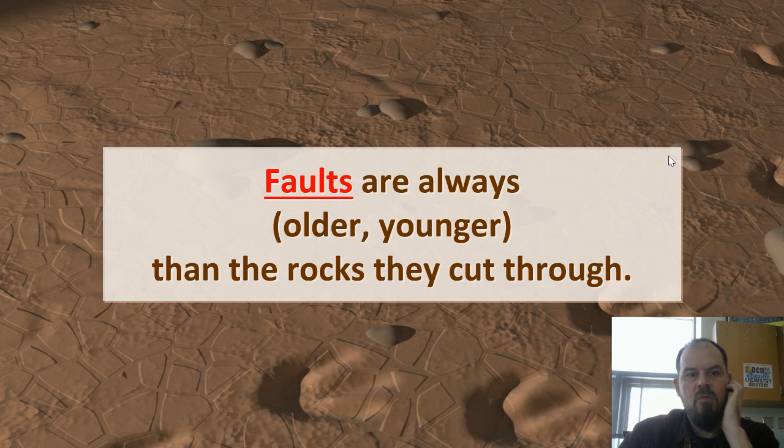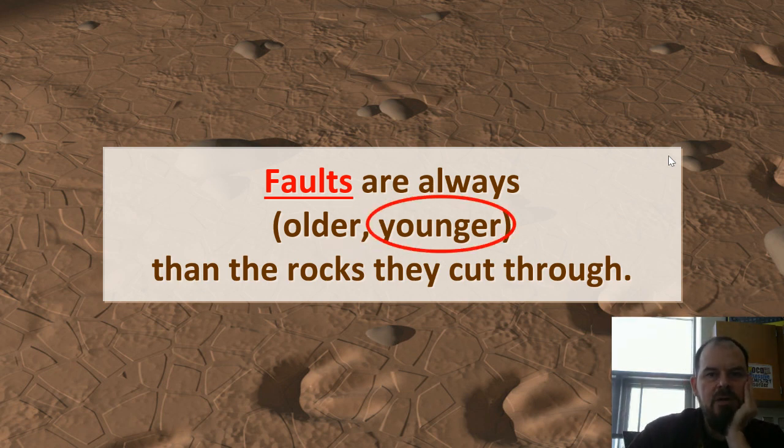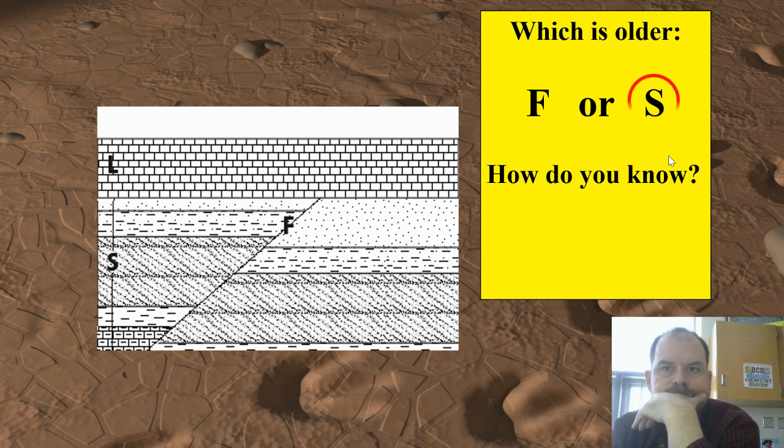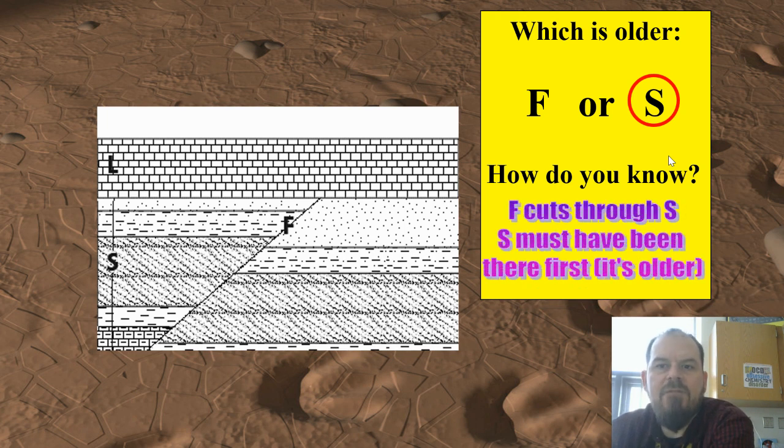Faults are always older or younger than? Well, they are younger. And it says, which is older, F or S? Well, S has got to be older because F is the fault, which had to have happened after. So the older's got to be S. And then the fault happened, and then a new layer was put on top after that. F cuts through S, therefore S must have been there first. It's older. Make sense?